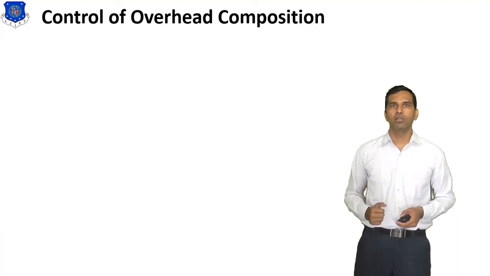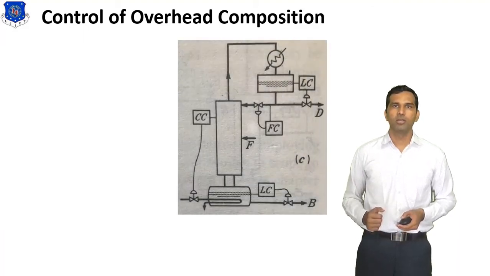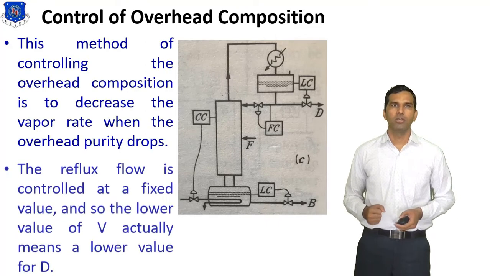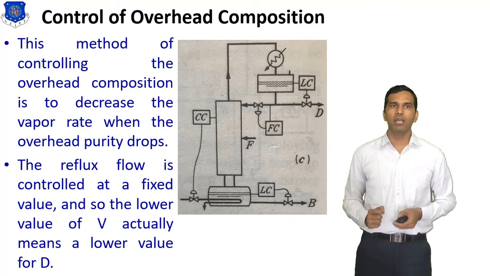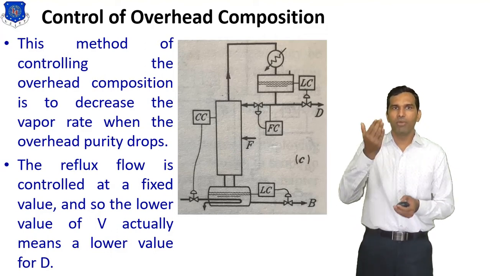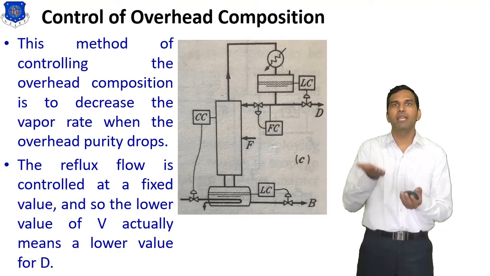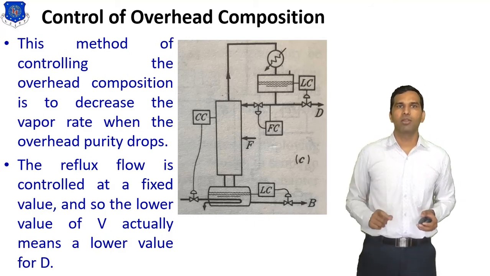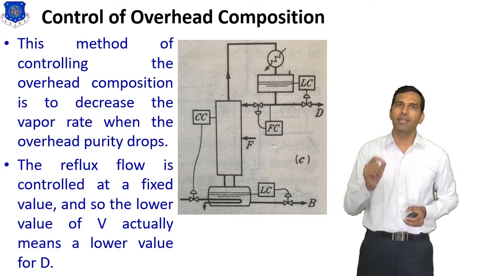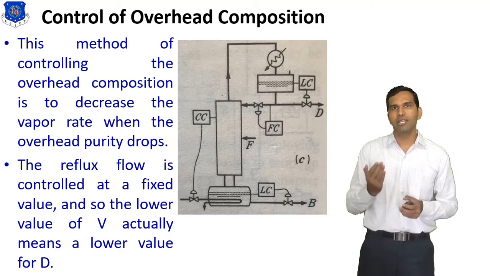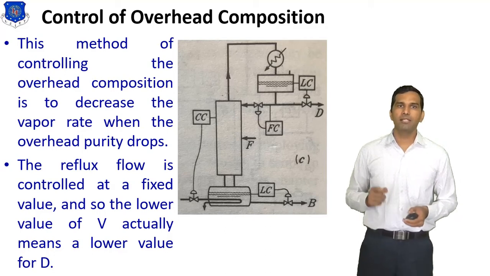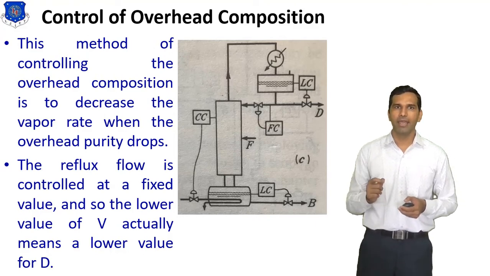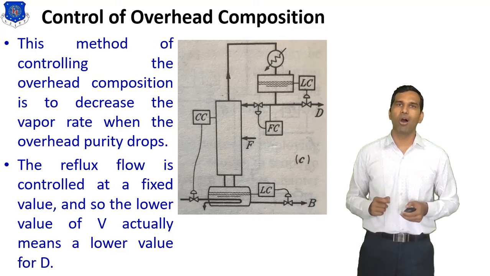Now we discuss the third scheme of control of overhead composition. This is the diagram of the third scheme. This method of controlling the overhead composition is to decrease the vapor rate when the overhead purity drops. So this is the simple idea, or the aim, of this scheme. The reflux flow is controlled at a fixed value, and so a lower value of V actually means a lower value for D.